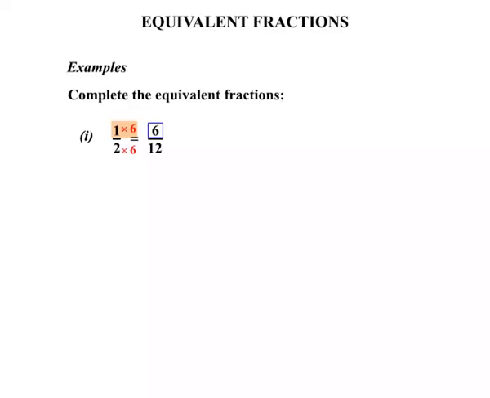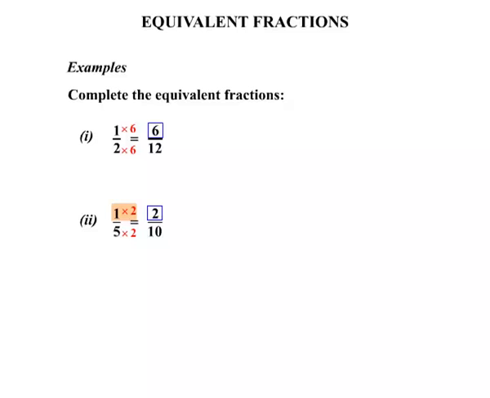Our second example, 1/5 equals something over 10. Well, we'll look at the 5. How have we changed that to 10? What do we need to multiply by? We times by 2. So if we do that on the bottom, we do the same on the top. So on the top there, 1 times 2 equals 2.